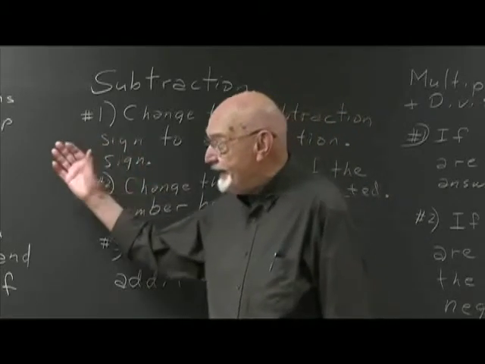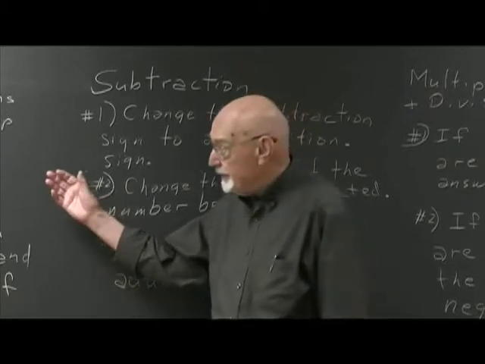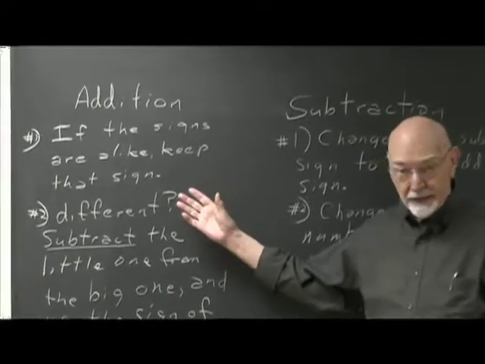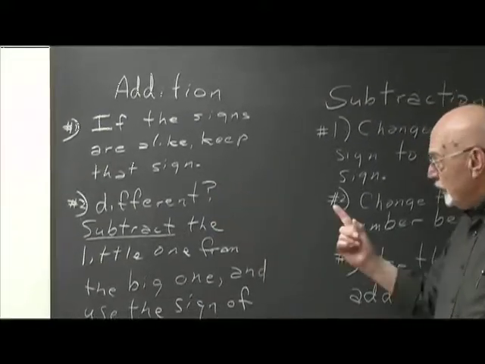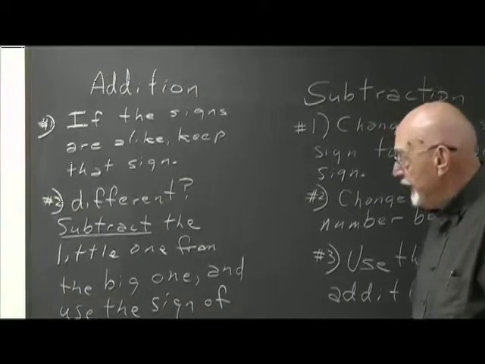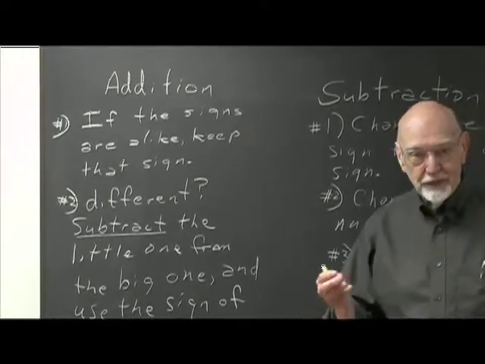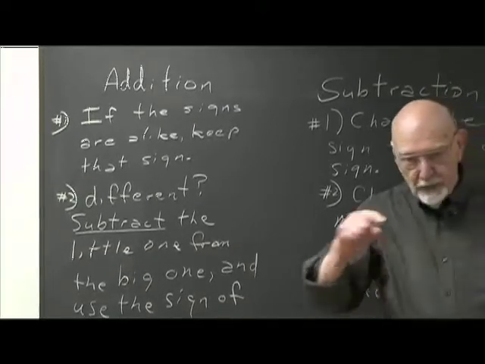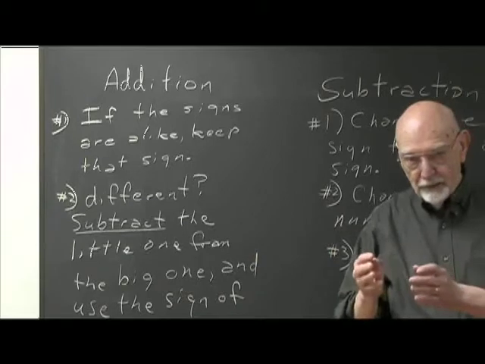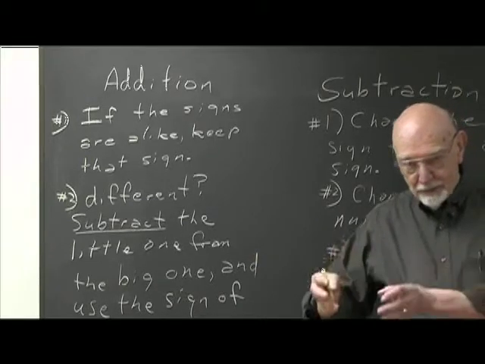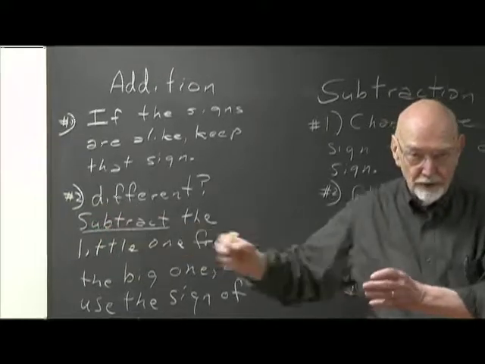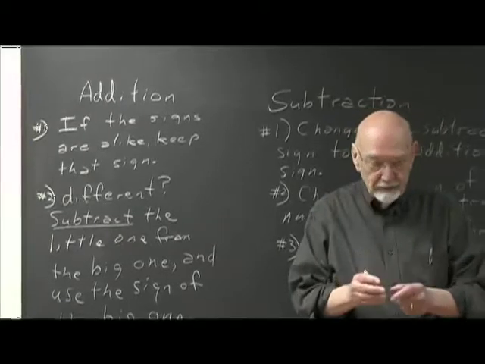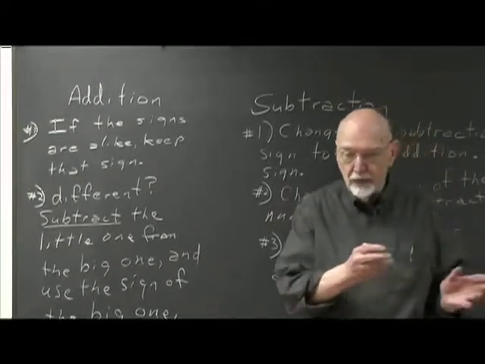The rules for addition of signed numbers are these. If the signs are alike, add and keep that sign. We'll look at that one first. Now, if you want to make sense of signed numbers, you can draw yourself a number line. So to the right would be +1, +2, +3, and so on, as far as you want to go. And to the left would be -1, -2, -3, and so on.